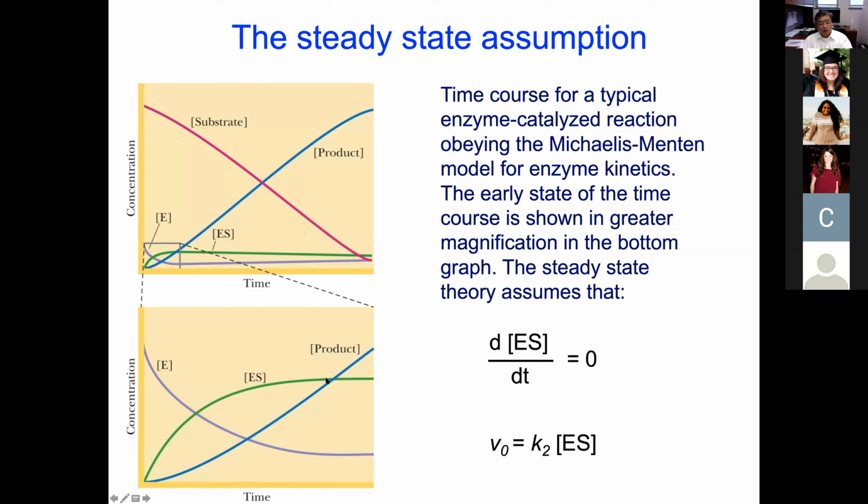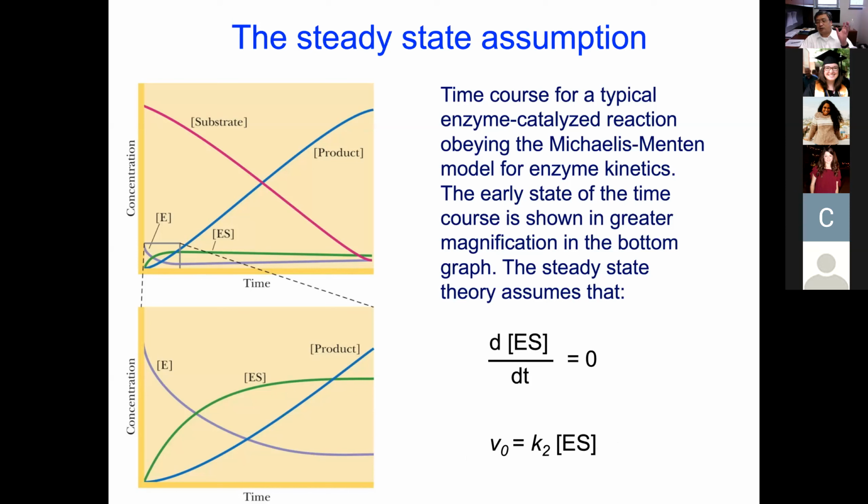And so now you see, in this steady state, the ES concentration is almost constant. If we want to figure out the velocity, we just need to figure out the concentration of ES during the steady state of the reaction. And then we can calculate the rate of the reaction. Any questions about steady state assumption?